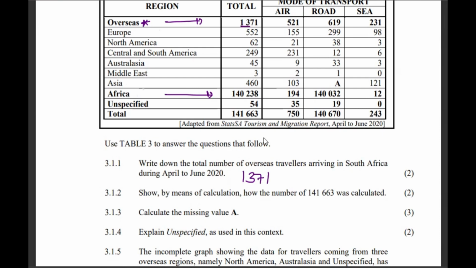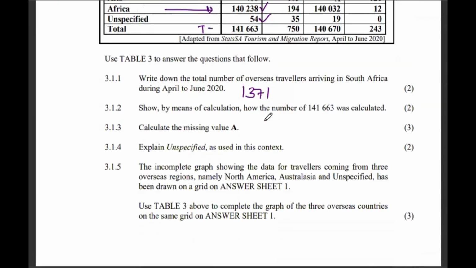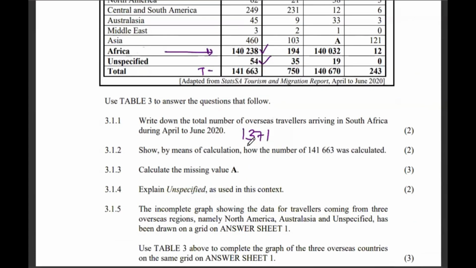Another method, how could you get this answer here? It's so simple. You get the total minus the ones in Africa minus the unspecified. Whatever remains has to be coming from there. All right, let me test it then. 2, 3, 8. Show by means of calculations how the number was calculated.